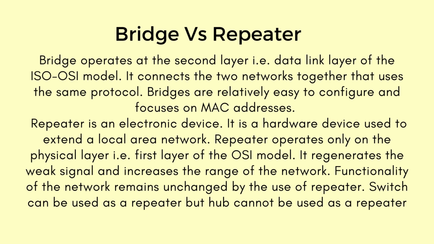Repeater is an electronic device. It is a hardware device used to extend a local area network. Repeater operates only on the physical layer, for example, the first layer of the OSI model. It regenerates the weak signal and increases the range of the network. Functionality of the network remains unchanged by the use of repeater. Switch can be used as a repeater, but hub cannot be used as a repeater.